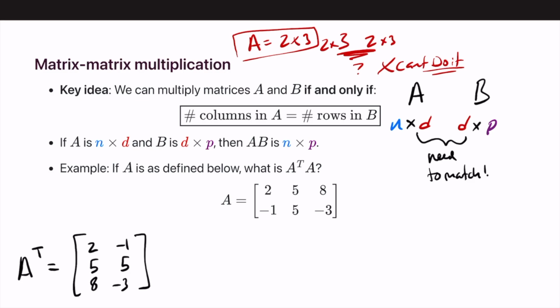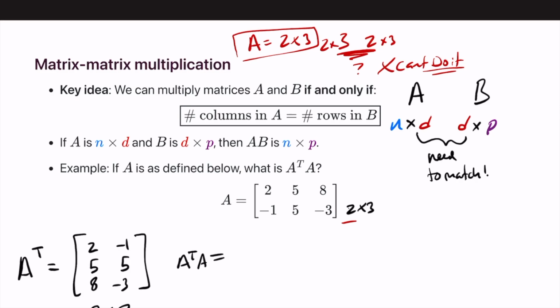But this is now a 3 by 2, and remember this is a 2 by 3. And since the two inner dimensions match, we can do A transpose times A. So let's go ahead and figure out what that would look like.